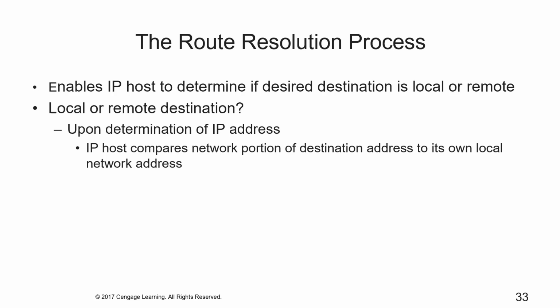So the route resolution process, this is the path of blind faith. You can use the default gateway, which is commonly used in networks. These gateways are used as the initial routing point for data exiting the local area network. This enables the IP host to determine if the desired destination is local or remote. Is it a local or remote destination? Well, when you've determined the IP address, the IP host compares the network portion of the destination address to its own local network address.